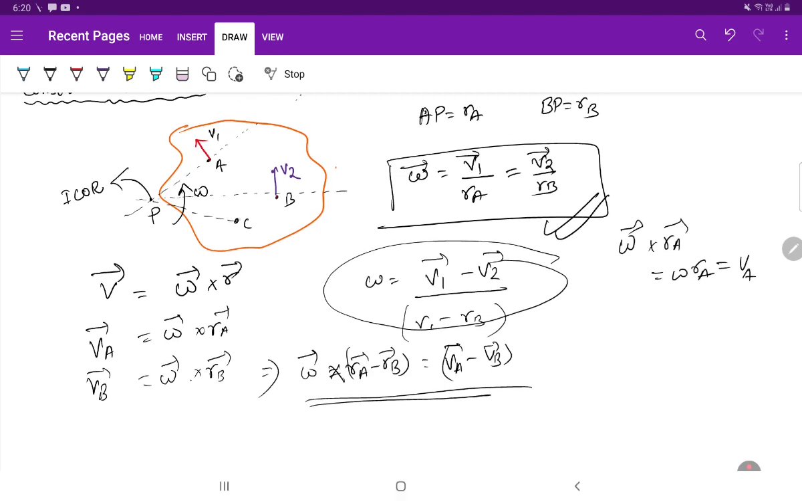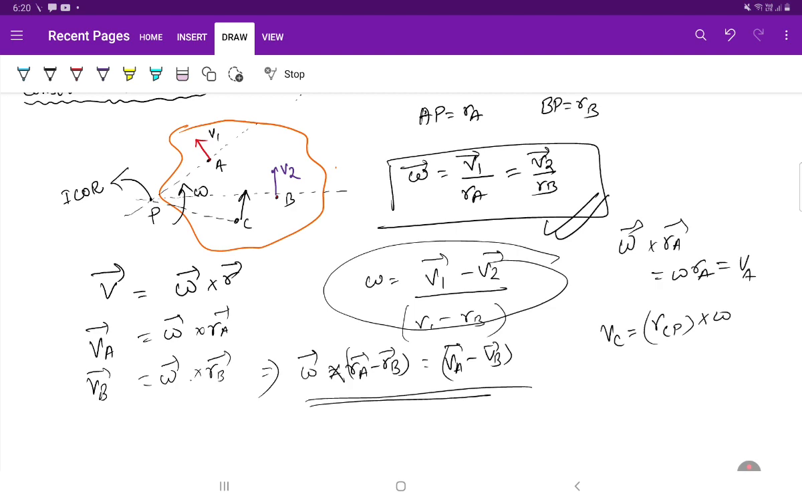Now, what is the velocity of point C? Point C's velocity will be perpendicular to the line CP, and velocity of C is written as R_CP times omega. Omega is already defined from the previous equations. So that's the method we will be employing to solve questions regarding rigid body dynamics, in which we can use the concept of instantaneous center of rotation.